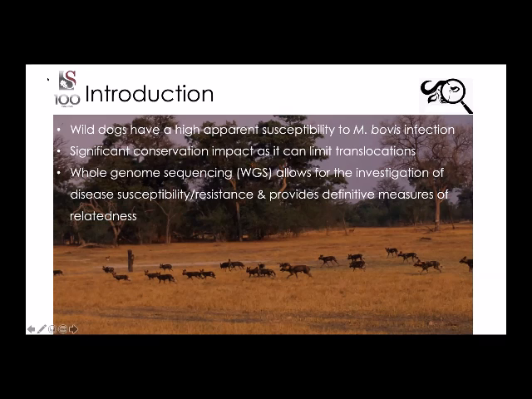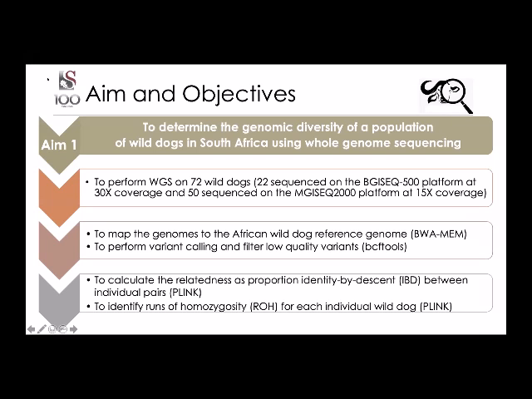New techniques such as whole genome sequencing can be used to gain insight into disease susceptibility or resistance, as well as provide definitive measures of relatedness to inform conservationists to make the most effective and informed decisions regarding translocations of wild dogs. So what we wanted to do is we want to know what the genomic diversity is in the wild dog population within KNP.